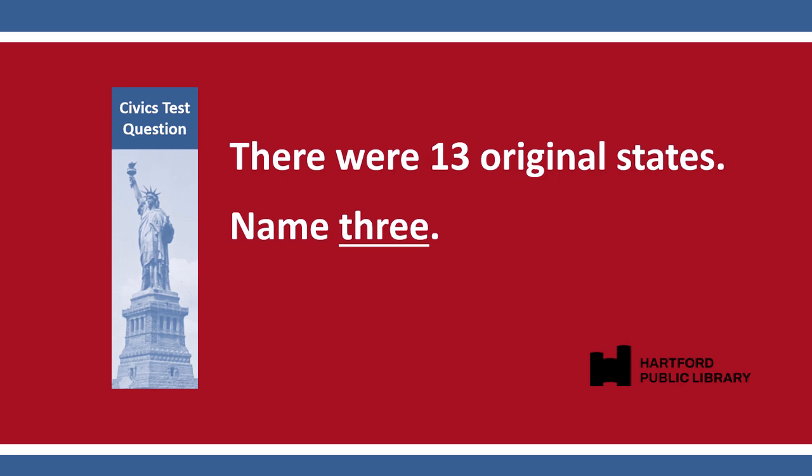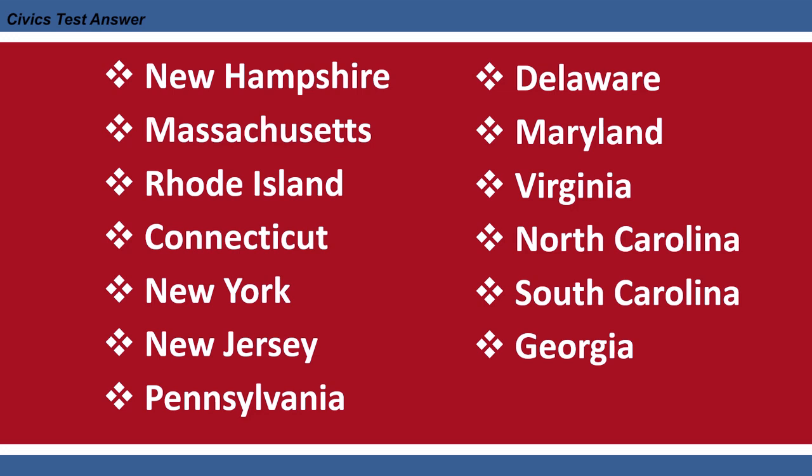Civics test question. There were 13 original states. Name 3. Connecticut, Massachusetts, and Virginia. Connecticut, Massachusetts, and Virginia are 3 of the 13 original states. The other original states are New Hampshire, New York, New Jersey, Rhode Island, Pennsylvania, Delaware, Maryland, North Carolina, South Carolina, and Georgia.